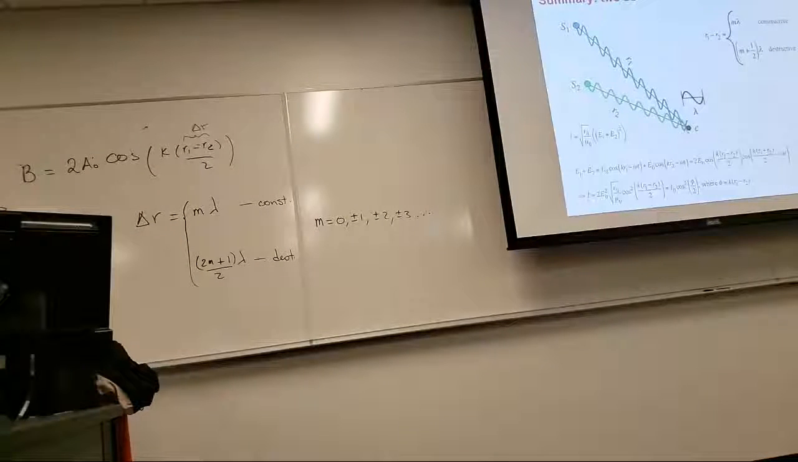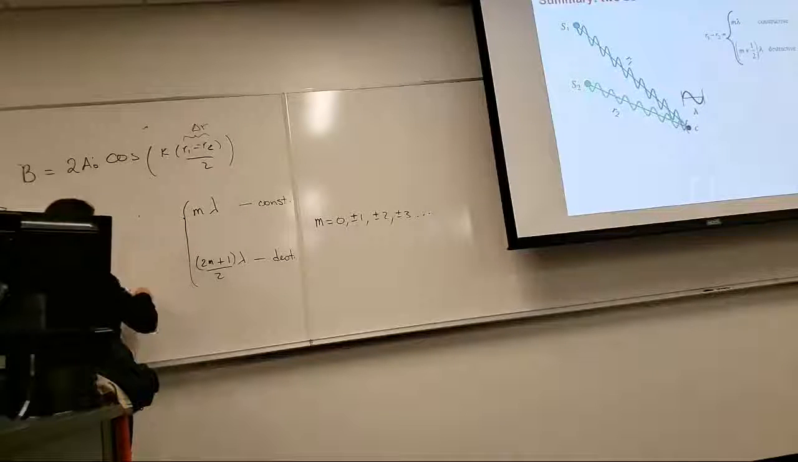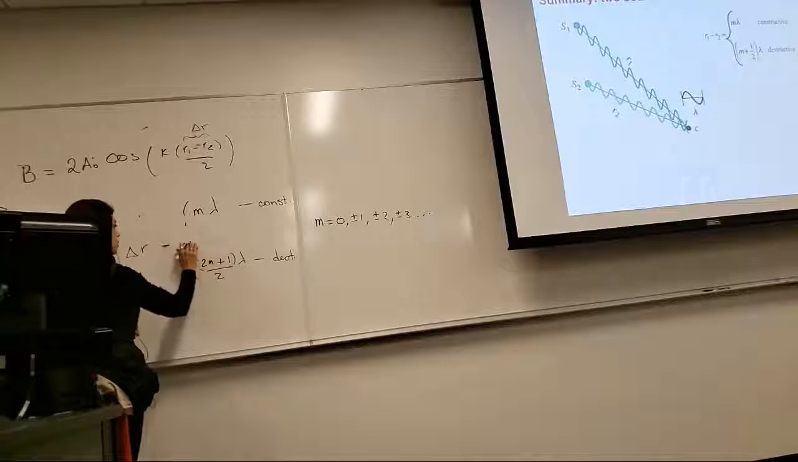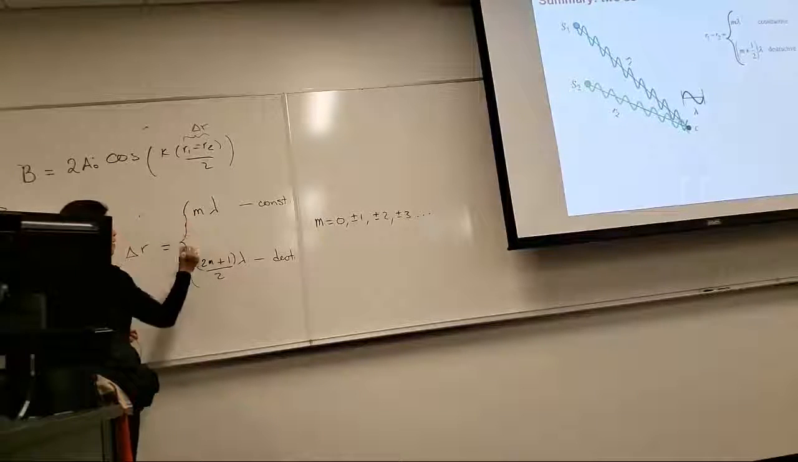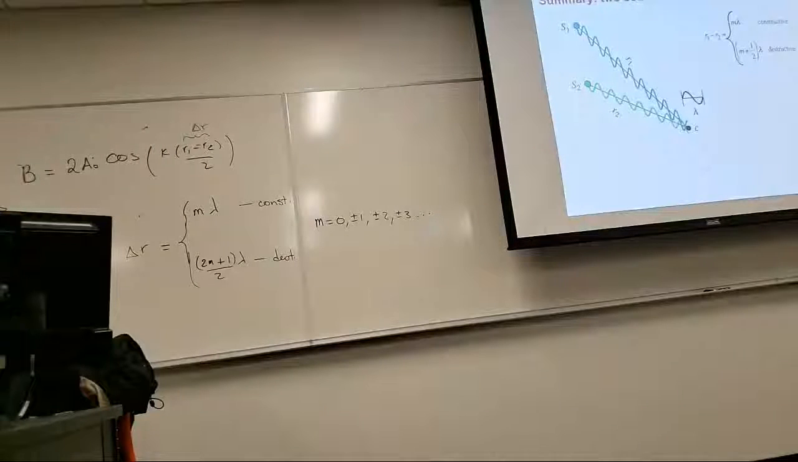All right, let me see what I have here. If there is ever an odd number divided by 2, then it's going to be destructive interference. Yes. Not just that, the path difference. When the path difference is an odd number times lambda over 2, you have destructive interference.